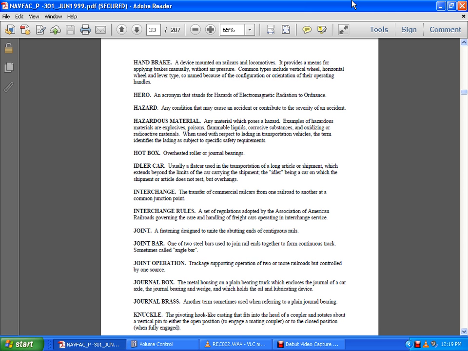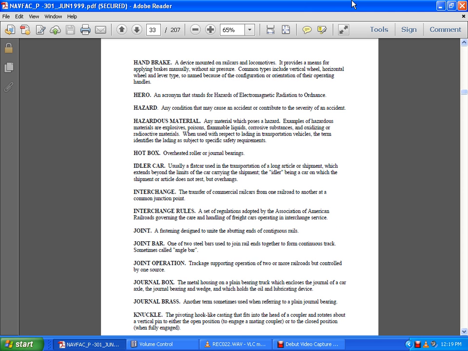The interchange of commercial cars from one railroad to another at a common junction point. Interchange rules are the regulations of the AAR, Association of American Railroads, governing the care and handling of freight cars operating in interchange service.